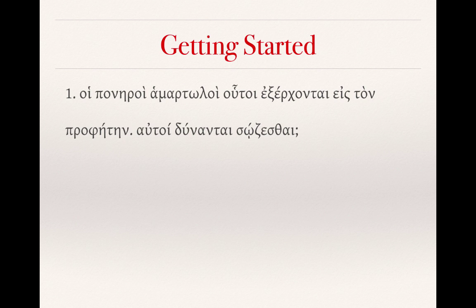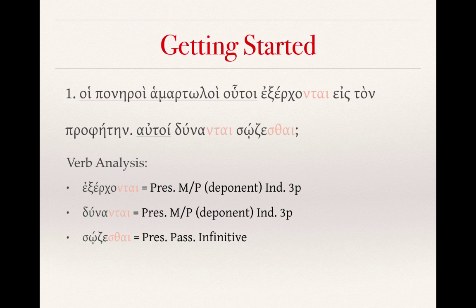Next, with a sentence like this, I would want to start by identifying the verbs and analyzing their forms. So there are three verb forms in these two sentences. First, we have exerchontai, which has that middle passive ending in the third person plural. Here it's a deponent form because it's from that verb erchomai, which we learned in the vocabulary for this lesson, which means I come or I go. We would parse this as present middle passive indicative third plural or present deponent indicative third plural.